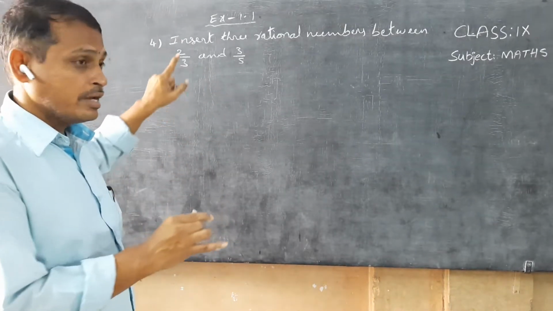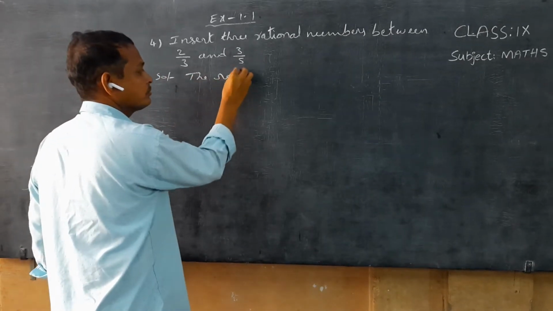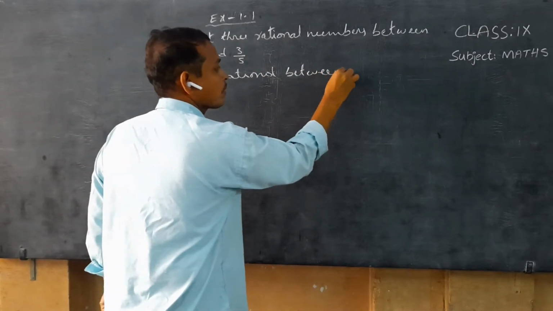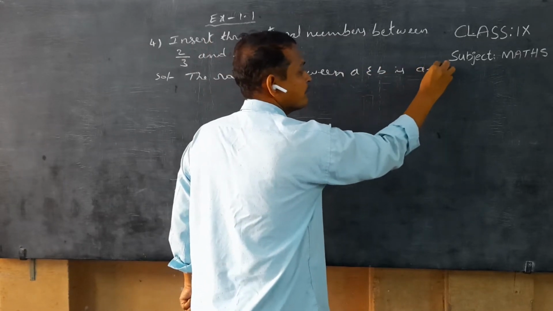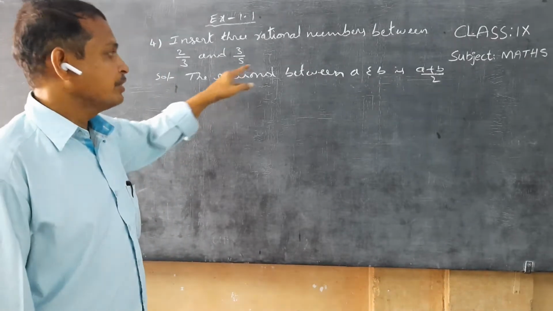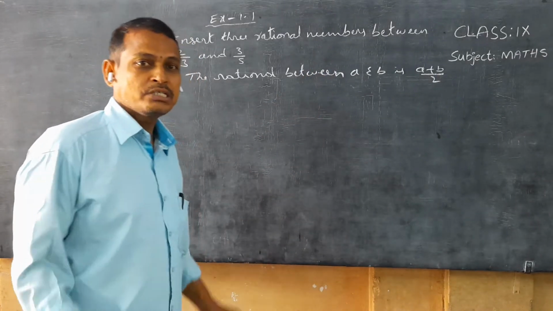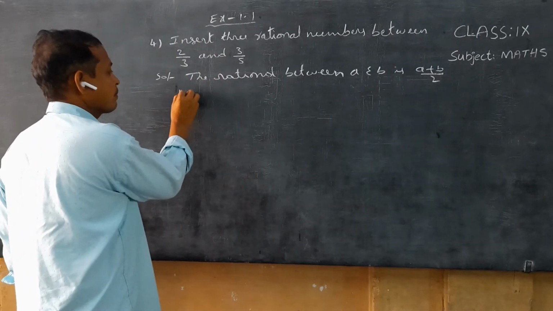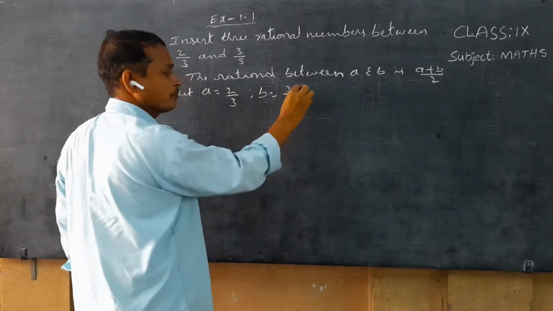Okay, children? And next, the solution. The rational number between a and b is (a plus b) by 2. Children, the rational number between a and b is (a plus b) by 2. This is the concept in this sum. Okay, first let a is equal to 2 by 3 and b is equal to 3 by 5.